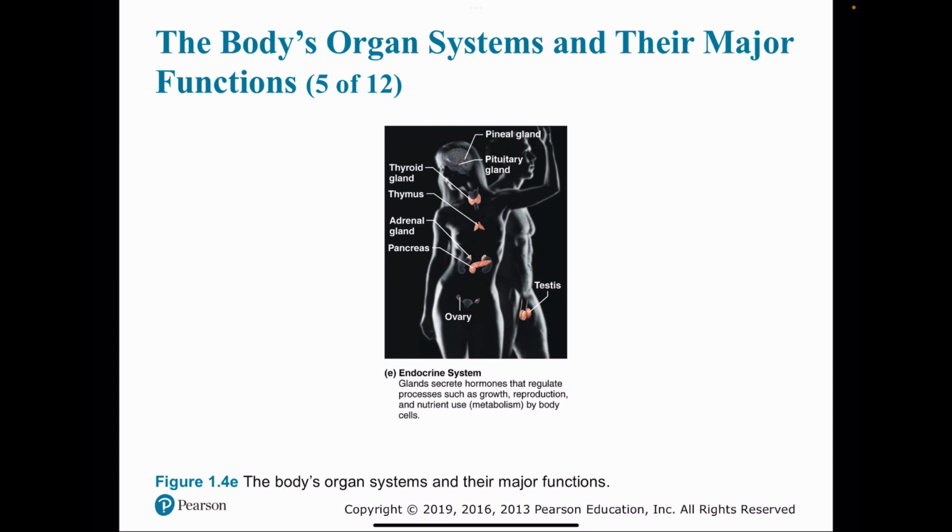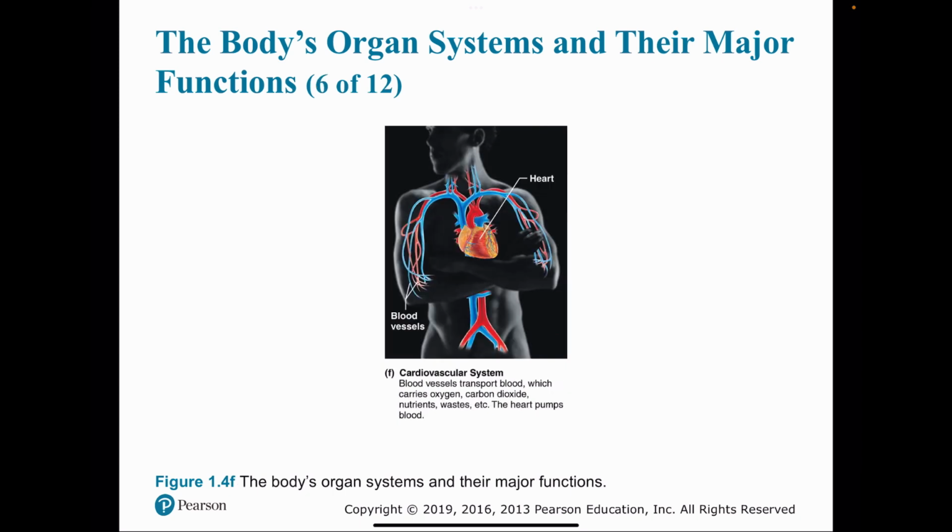The endocrine system is going to consist of a series of glands that will secrete hormones that regulate many different body processes: growth, reproduction, metabolism, just to name a few. The cardiovascular system: all the blood vessels, the blood that we find within them, and the heart, helping to carry oxygen, carbon dioxide, other waste, nutrients, and of course the heart pumping all of this throughout those blood vessels, and the blood acting as that reservoir, carrying all of these things.